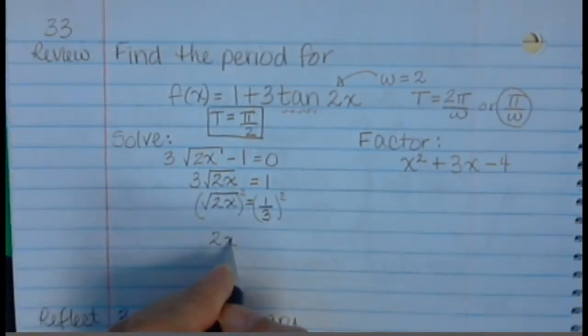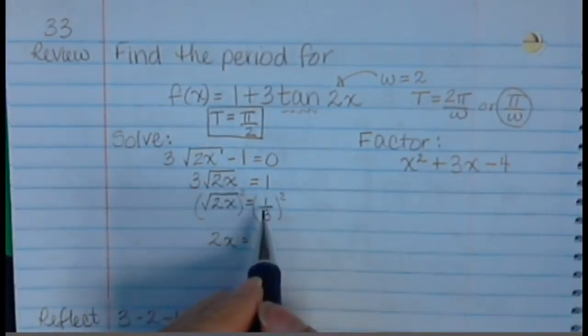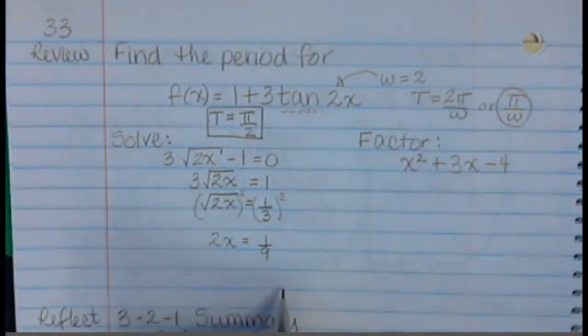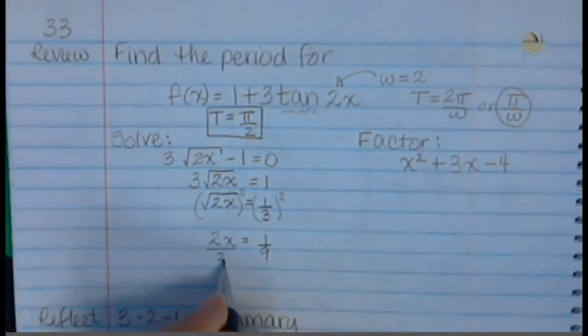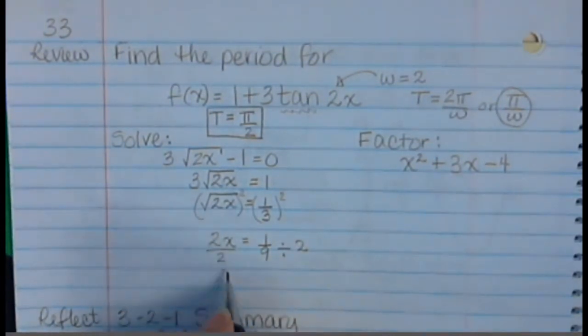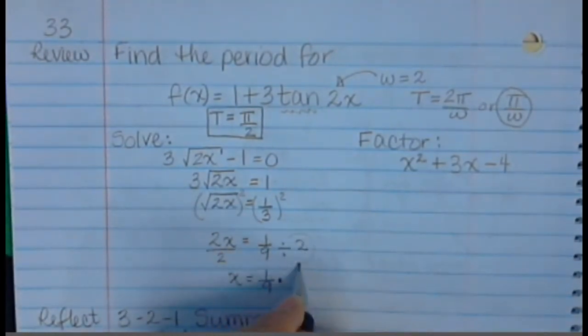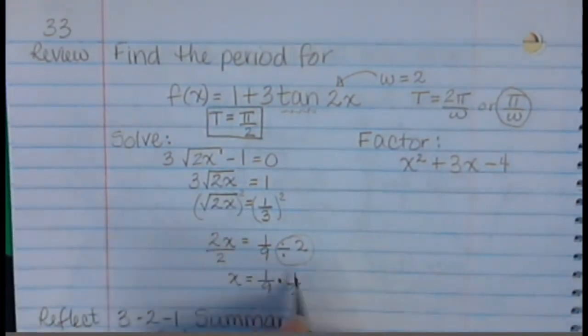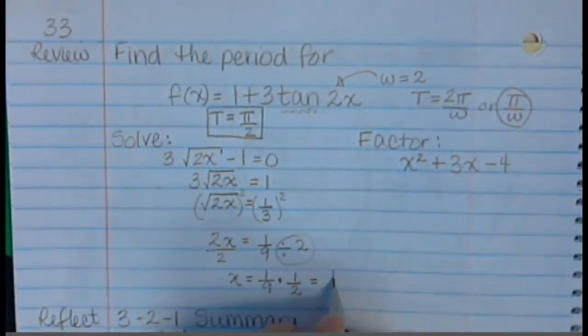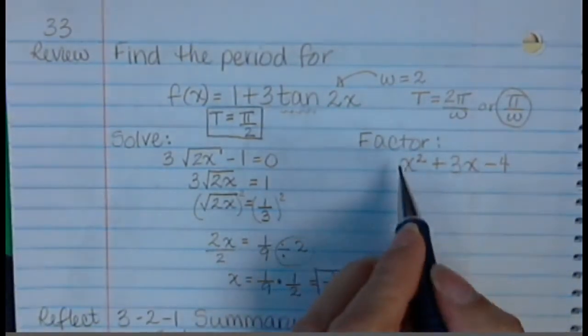That leaves me with 2x on this side, and over here I get 1/9. Remember, that's 1 squared and 3 squared. That's how I get the 1/9. Then I need to divide by 2, and I'm going to write it like this, so that when you have fractions, it reminds you that when you're solving for x, you're going to get the 1/9 and multiply by the reciprocal of this second guy. In other words, I'm going to multiply by 1/2. And I find that x is equal to 1/18. Solves this problem.